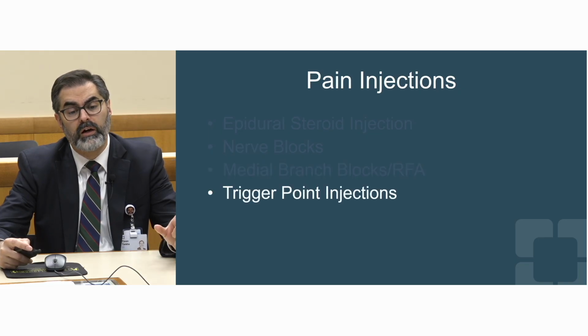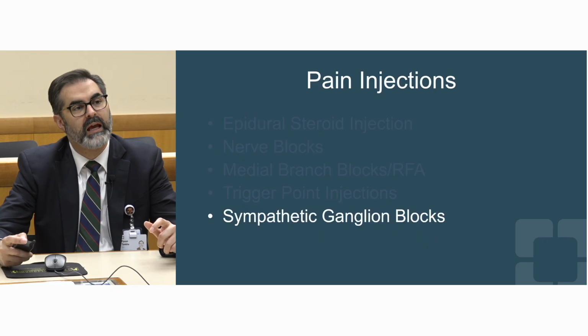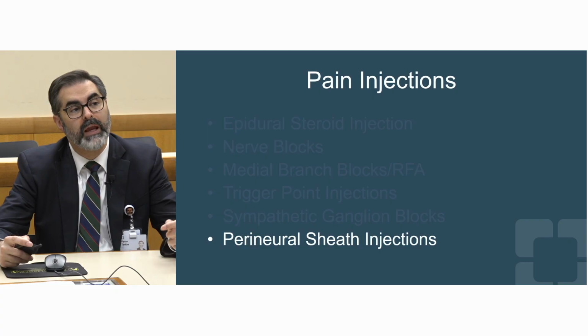If there are very single areas of just muscle, trigger point injections where we inject the muscle can be effective. We have something known as sympathetic ganglion blocks if there is a sympathetic component to the pain, or you have refractory migraines as well. And then there's also perineural sheath injections that could also be helpful. So again, in the properly selected patients, these may also be options.